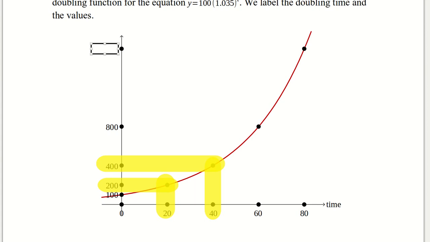And then after another 20 years, we've doubled to $1,600. So notice that this curve gives us a lot of information about doubling time and about the future values. 80 years from now, that $100 account will be worth $1,600.